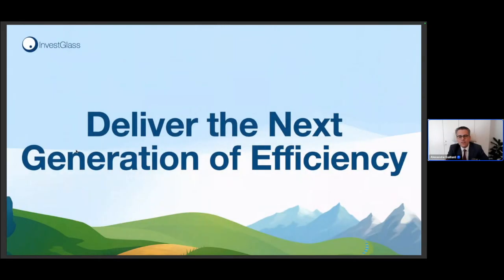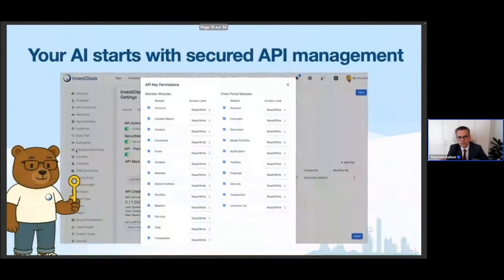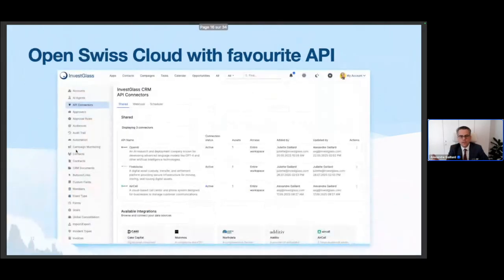How do we deliver the next generation of efficiency? First, you have to make sure that you configure your CRM correctly. If you're using an API with North Data, OpenSanction, LexisNexis, Polixis, and you're collecting data, please make sure that you open the API just at the level that you require. Then connect the API of your choice.